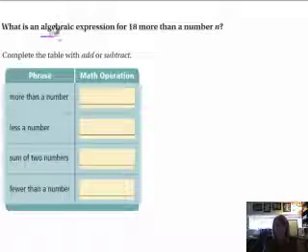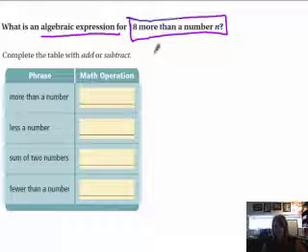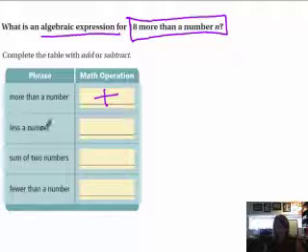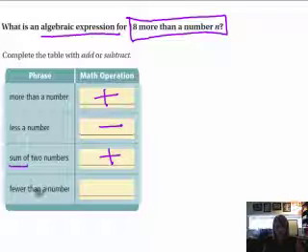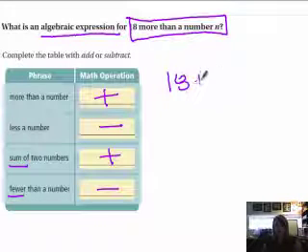So what is an algebraic expression for 18 more than n? 18 more than n. How can we take and translate that into a mathematical phrase or an algebraic expression? So first we need to talk about how we take some words and put them into mathematical symbols. So more than, that operation would be addition. If you see less than, that is subtraction. Sum, the sum of two numbers, is addition. Fewer than a number, fewer means subtraction. So 18 more than a number n. Well, we have more than, so more than we've already established is addition. So we have 18 plus n.